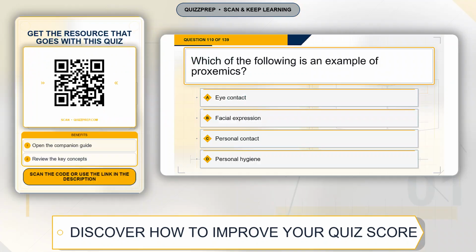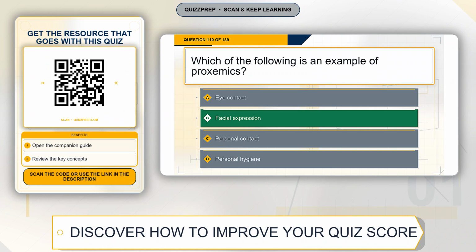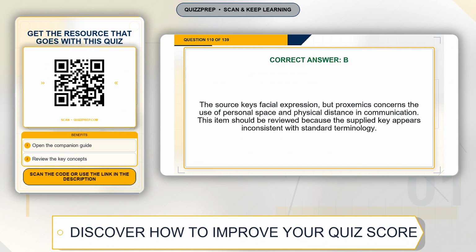Question 110. Which of the following is an example of proxemics? Option A, eye contact. Option B, facial expression. Option C, personal contact. Option D, personal hygiene. The correct answer is option B, facial expression. Explanation. The source keys facial expression, but proxemics concerns the use of personal space and physical distance in communication. This item should be reviewed because the supplied key appears inconsistent with standard terminology.